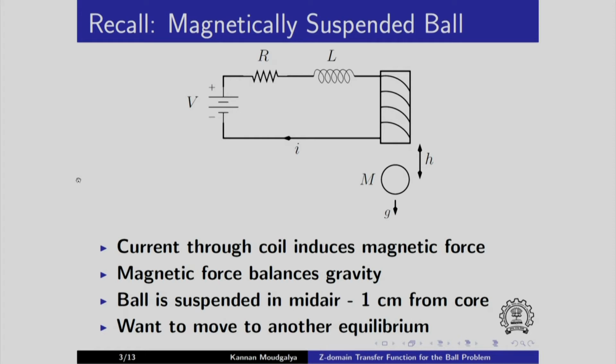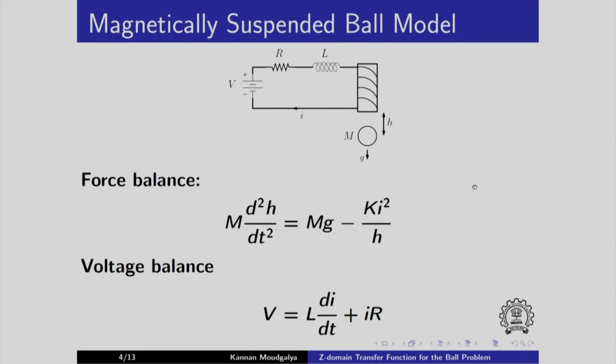Recall the problem statement. We discussed this in the first part of this course. We have current through the coil introducing magnetic force, and that balances the force due to gravity, and hence this ball is suspended in mid-air, and we may want to move this to another position. Here are the equations that we considered.